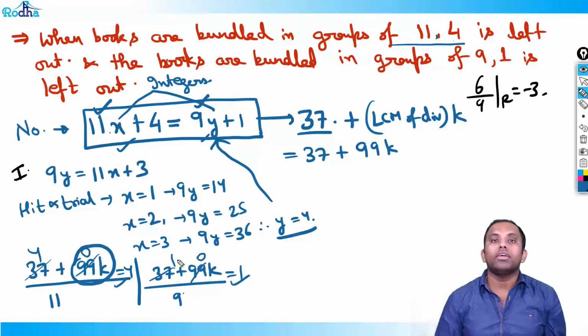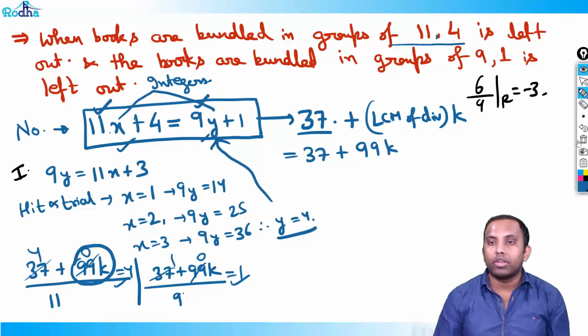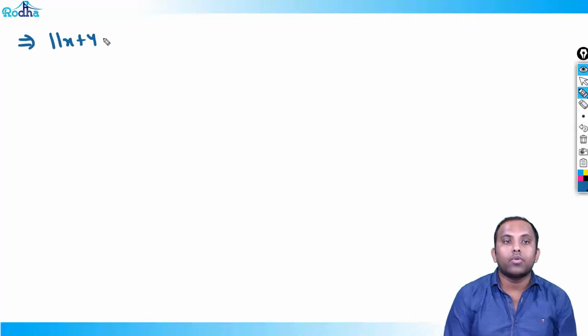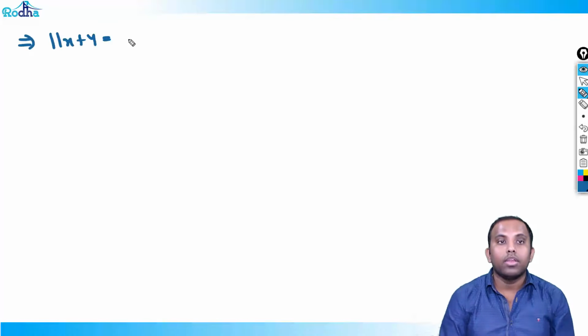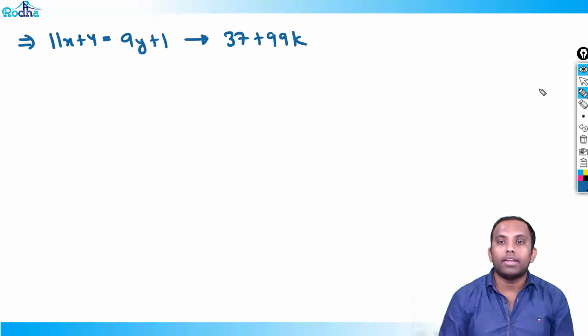So that has to be there, LCM, that is 99. That's why it is 37 plus 99k. Okay, so very important, right? Let me move to next slide. So it was like 11x plus 4 is equal to 9y plus 1. Okay, this is equal to, and this is equal to 37 plus 99k. That number is of the form 37 plus 99k.